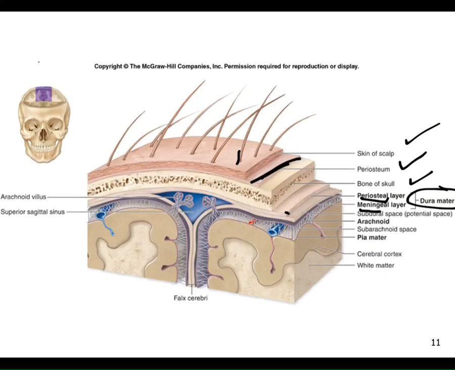Now, most of the time, these 2 layers are fused together, and you really wouldn't tell them apart. But there are these places where they separate. And in those separated areas are blue-filled sinuses, and that's a dural venous sinus. It's blue blood coming back from the brain, and it happens to collect in these sinuses.